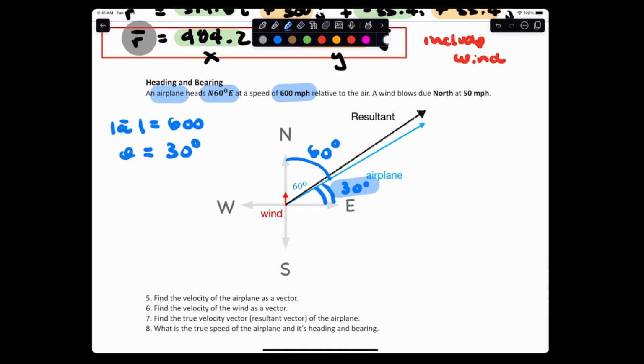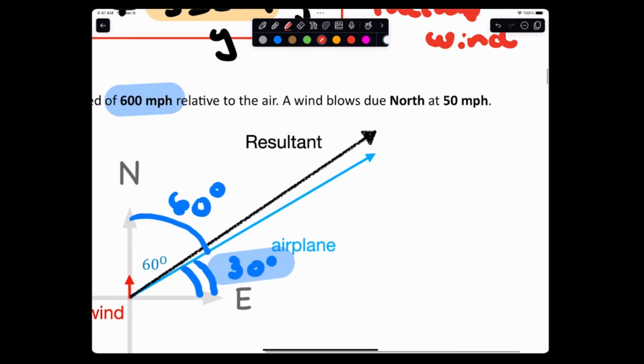Now, let's talk about the wind. You say, what about the wind? Well, the wind blows due... Oh, this is what I wanted to show you guys. What do you think due north means?